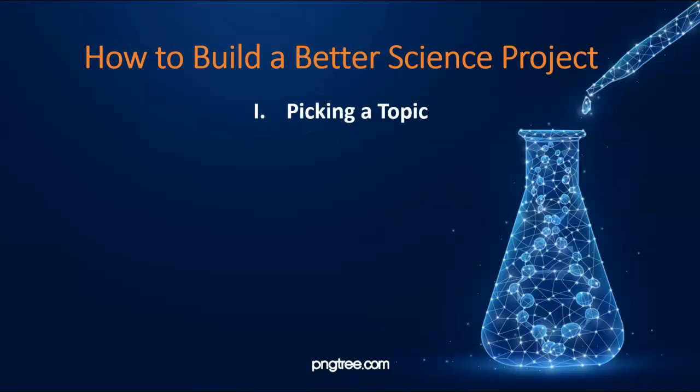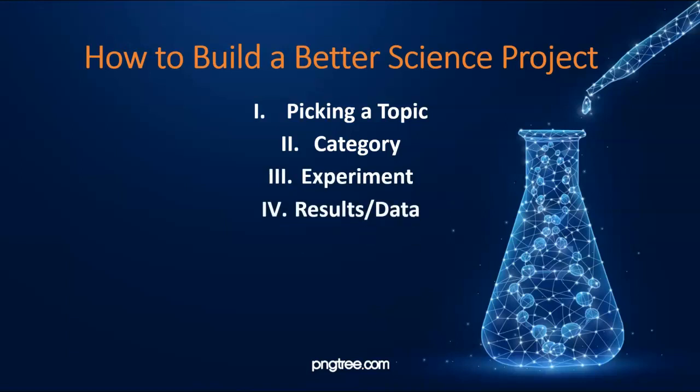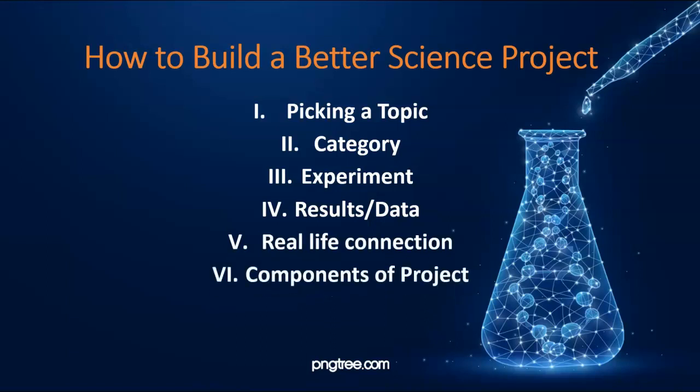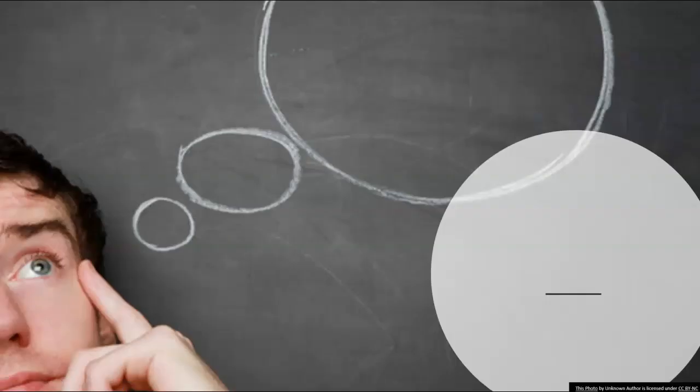Section 1, picking a topic. Section 2, category. Section 3, experiment. Section 4, results and data. Section 5, real-life connection. Section 6, components of a project. And Section 7, tell your story. Picking a topic.